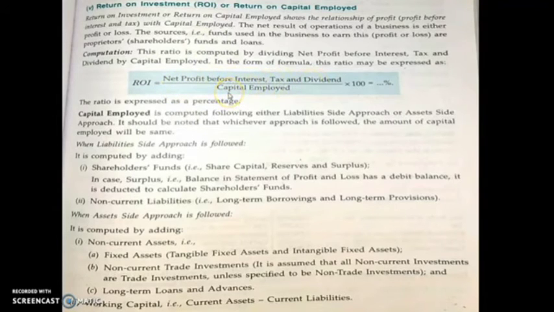We also know how to calculate capital employed. Do you remember in which formula we have studied this? Proprietary ratio. So almost the formula is the same. Let us have the review on capital employed calculation.